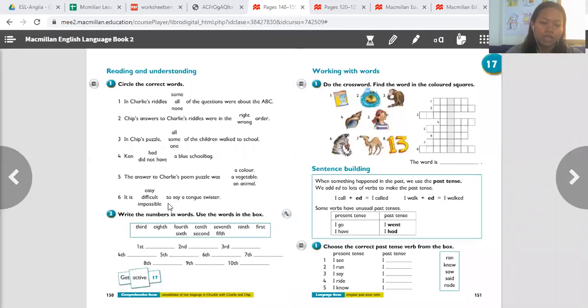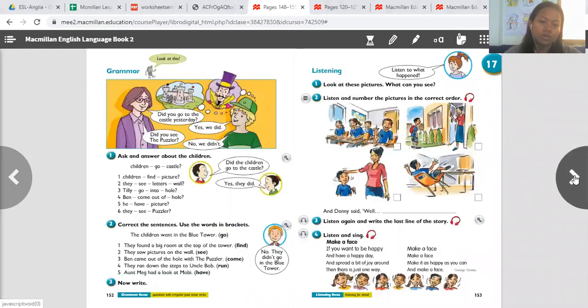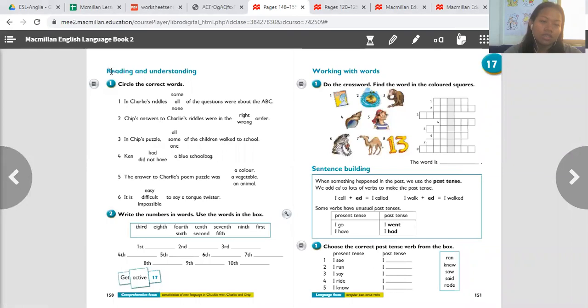So the lesson from Wednesday, Thursday and Friday is from your language book, page 150, 151 and 152. Page 151 is about reading and understanding. Circle the correct words.